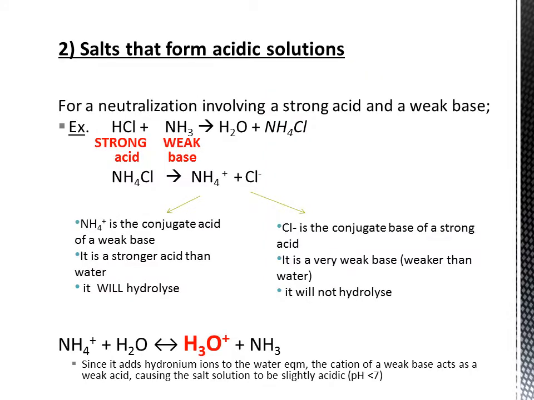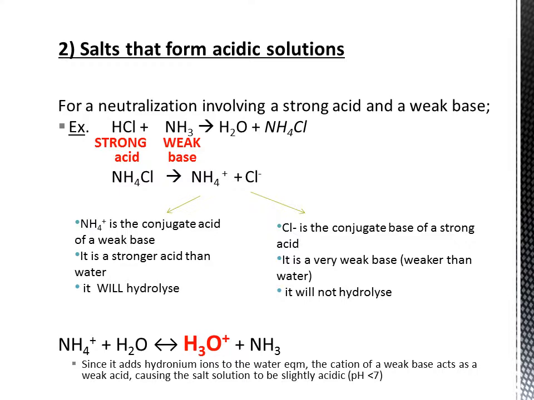What about salts that form acidic solutions? These are formed when you react a strong acid and a weak base. Now, often students make the mistake of saying, oh, okay, it's going to produce an acidic salt because we started with a strong acid. That couldn't be further from the truth. So let's take a look at the salt that's produced from this. Hydrochloric acid reacts with ammonia. The salt produced is ammonium chloride.